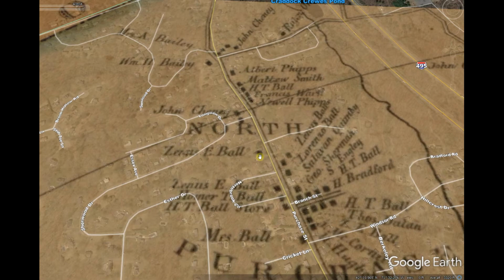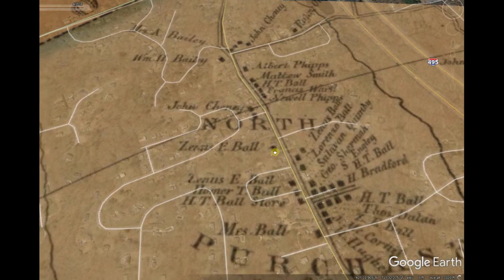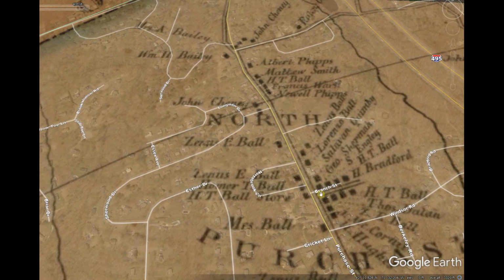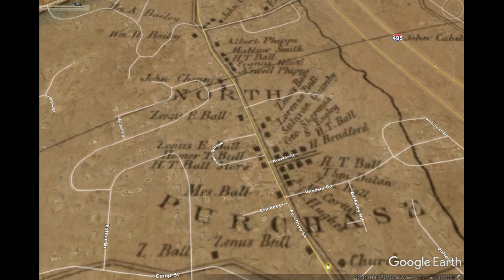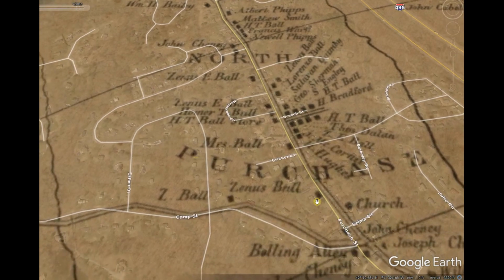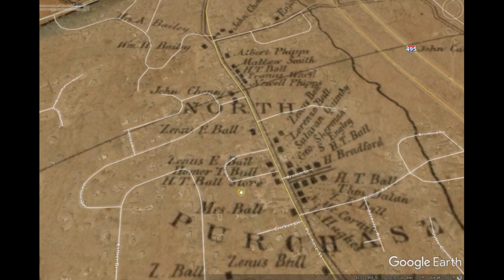So Zenas Ball right here. Zenas Ball is the grandson of Josiah Ball Sr. He's the son of Josiah Ball Jr. And as you can see here, on the North Purchase village, the Ball family was very prevalent. They owned mostly everything along here. We've got Zenas Ball all the way here to Camp Street, Homer Ball and Homer Ball's store.